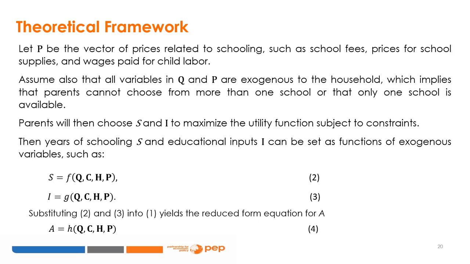Consider C and H as exogenous and I as endogenous, and let P be the vector of prices related to schooling, such as school fees, prices for school supplies, and wages paid for child labor. The effects of the vector of prices P work through S and I, but have no effect on learning, and because of that P does not appear in equation 1.